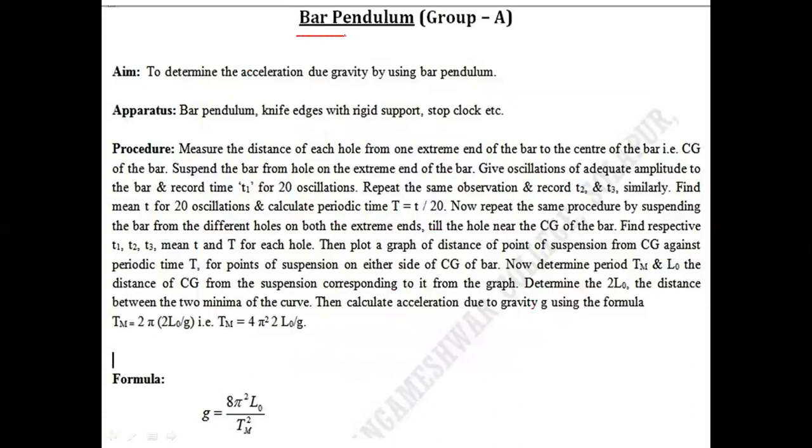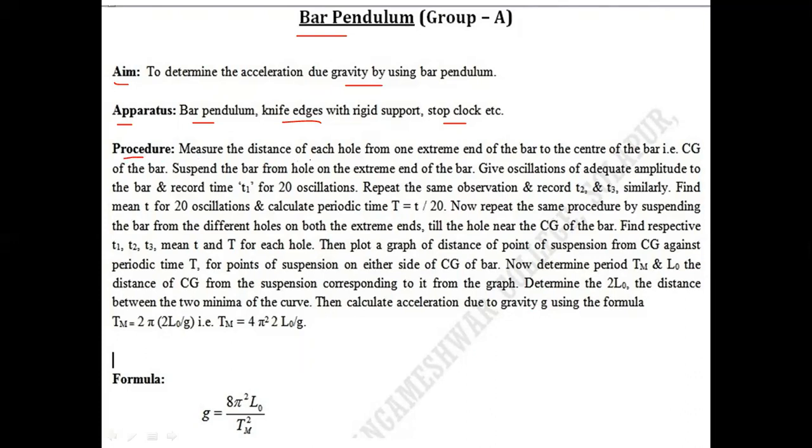The title is bar pendulum, and the aim of the experiment is to determine acceleration due to gravity by using a bar pendulum. The apparatus: first one is the bar pendulum, knife edges with rigid support, and a stop clock. Now the procedure, this is a little bit lengthy, but I have to read it.